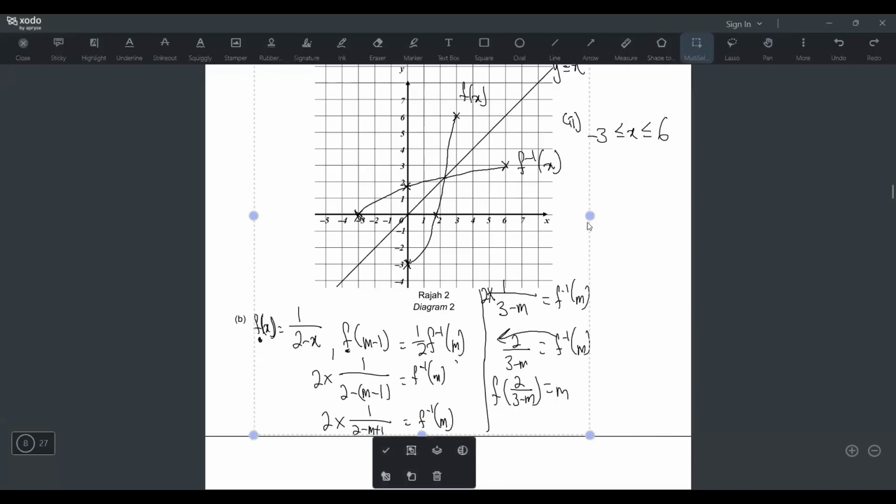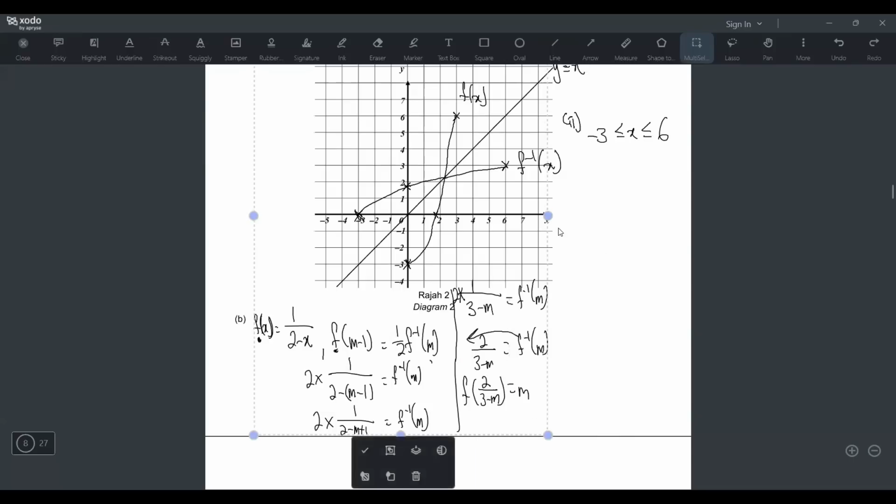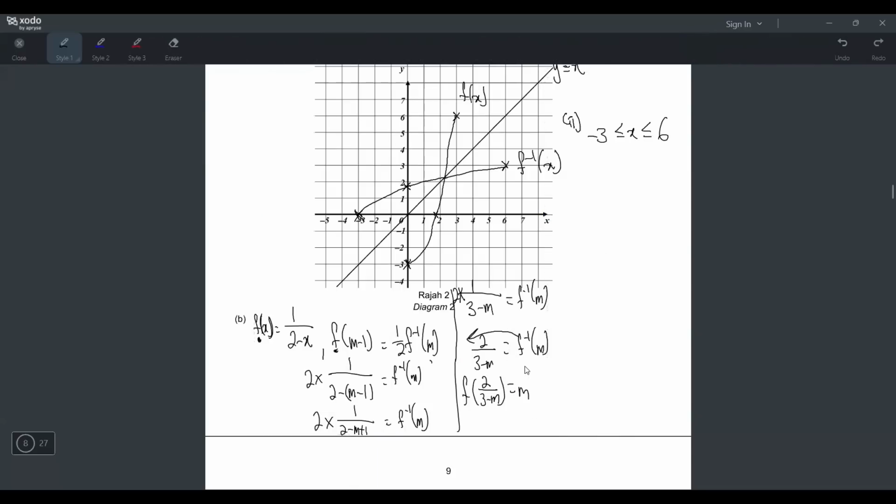Okay, so the method I'm doing now, there's no need to find the f inverse. So now it becomes m on this side, and on this side I just have to do f of (2 over 3 minus m). And if you want to do this, you can just look at your f(x), right?